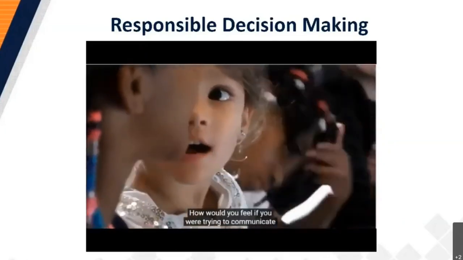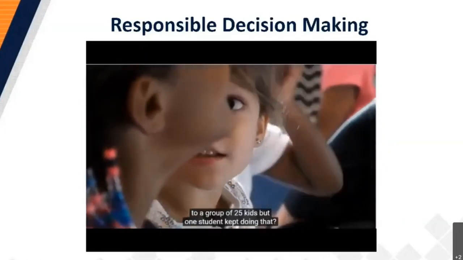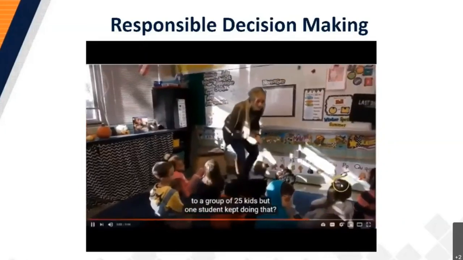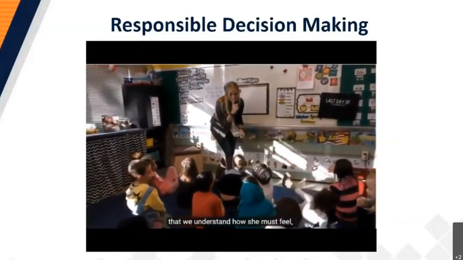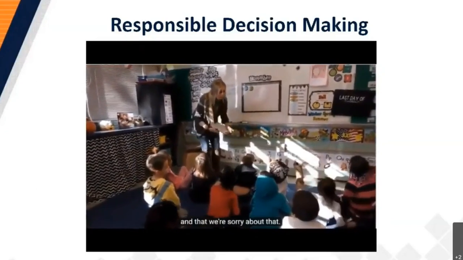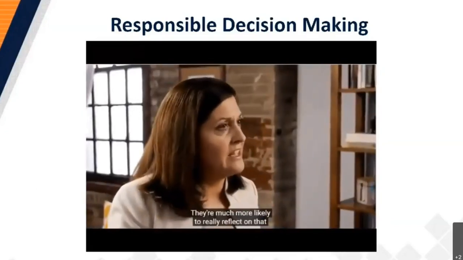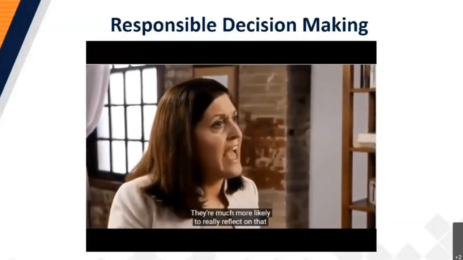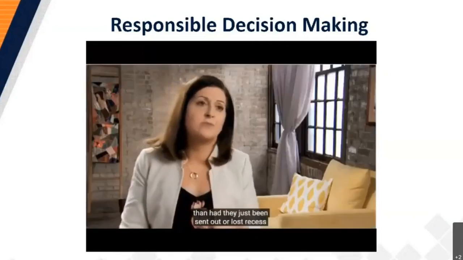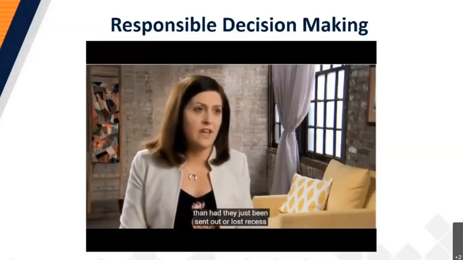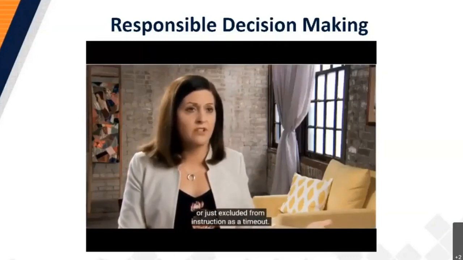How would you feel if you were trying to communicate to a group of 25 kids, but one student kept doing that? And what can we do to let that teacher know that we understand how she must feel and that we're sorry about that? They're much more likely to really reflect on that and not do it again and to apologize appropriately than had they just been sent out or lost recess or just excluded from instruction as a timeout.